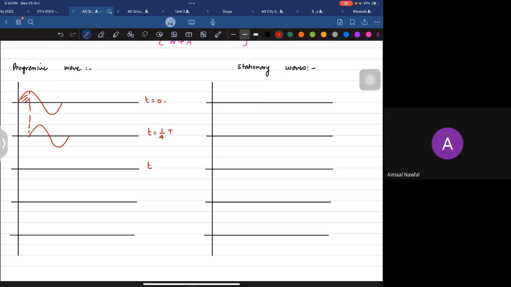Then in the next quarter, which is half time period, when 2 quarters have passed, this wave goes further forward like that. So you can physically see that the wave is transferring energy. In 3 quarters time period, this wave would go like this. And in 4 quarters, which is one whole wave and one time period, it basically moves like that. Is that clear, everyone? This is basically a progressive wave.